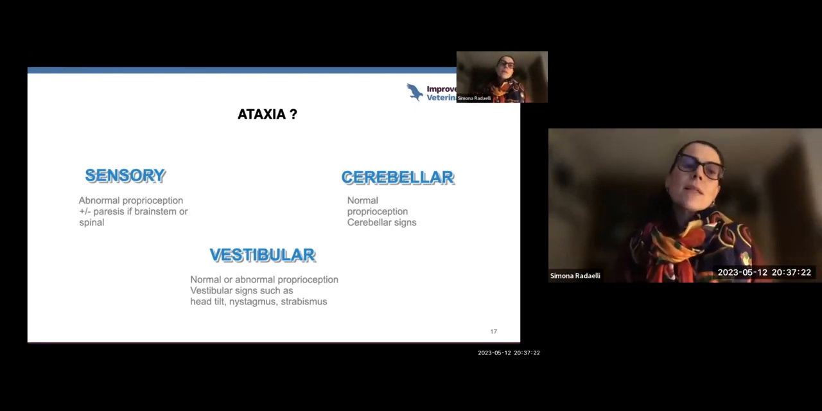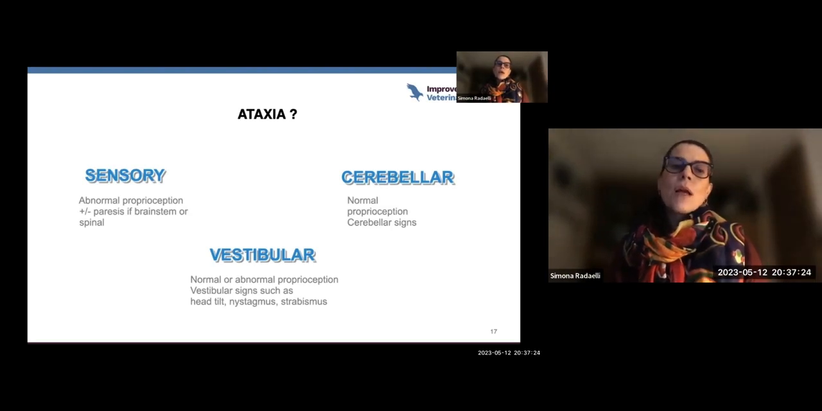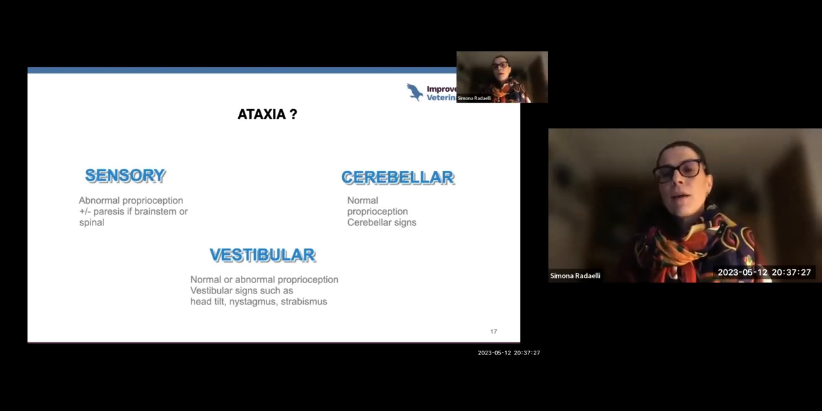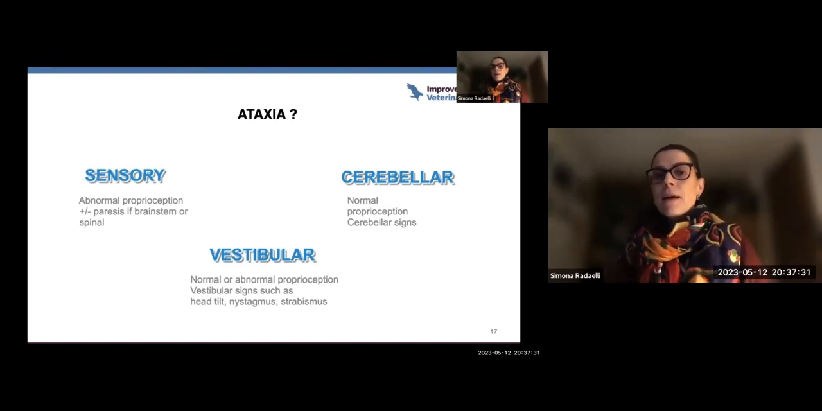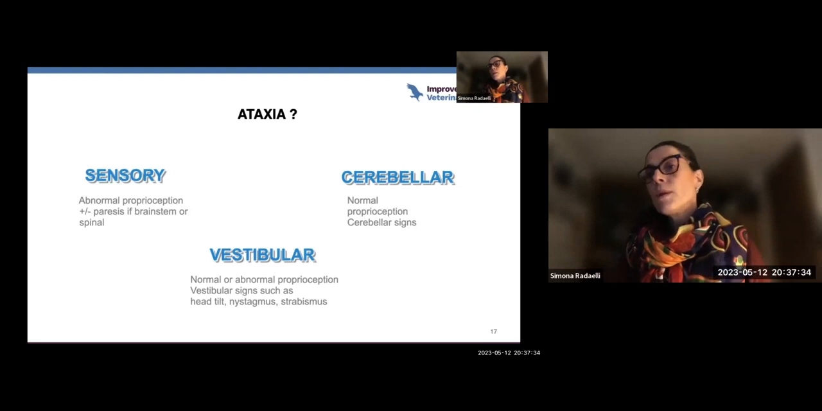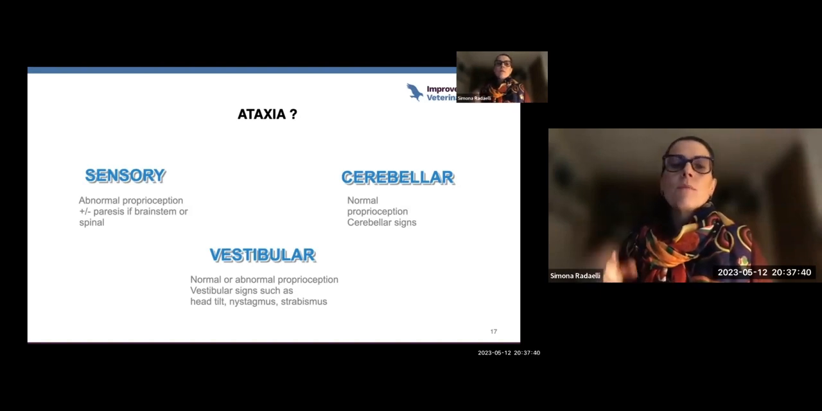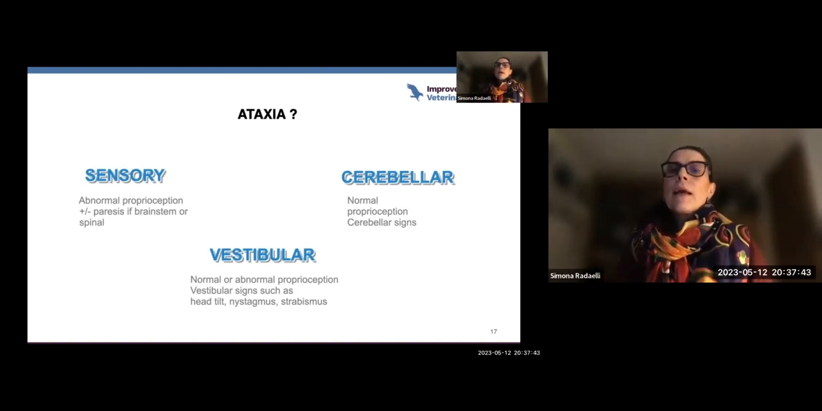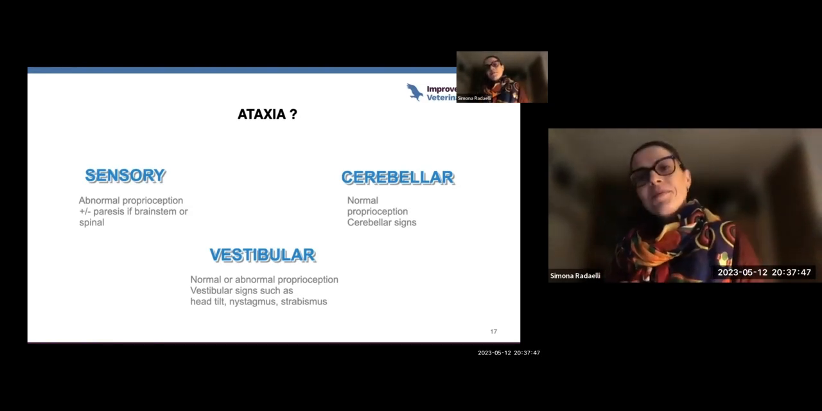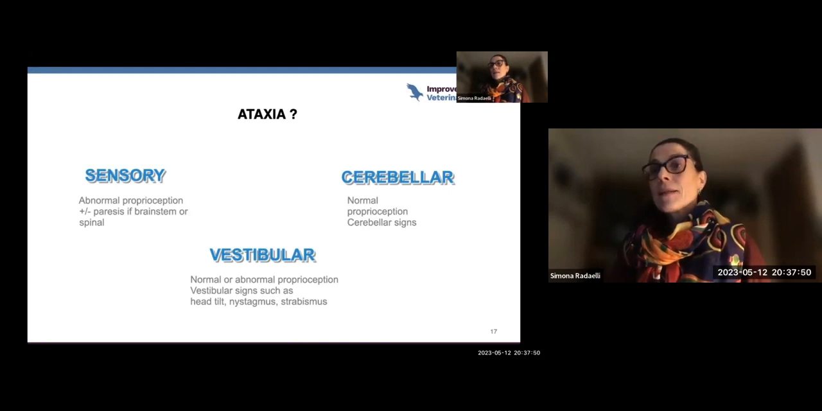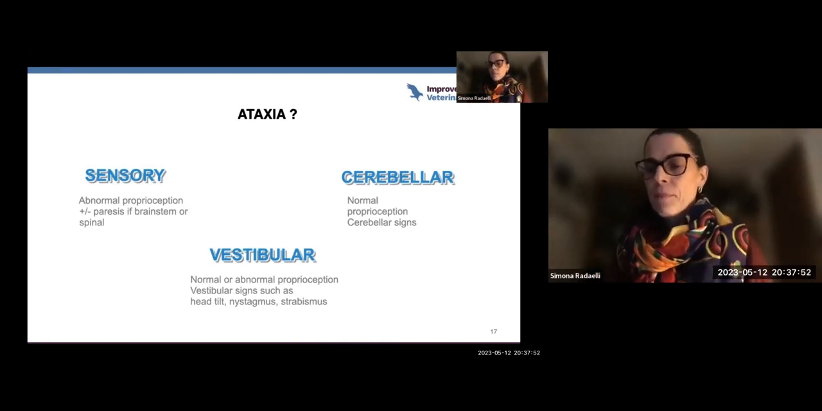Sensory ataxia has abnormal proprioception, and there can be paresis if the ataxia is due to a brainstem or a spinal lesion. In vestibular ataxia, the proprioception can be normal or abnormal, depending on whether it's peripheral or central, but there are also vestibular signs. So we can have head tilt, nystagmus, strabismus, for example. If it's cerebellar ataxia, the proprioception is normally normal, and we can have cerebellar signs like head tremors.